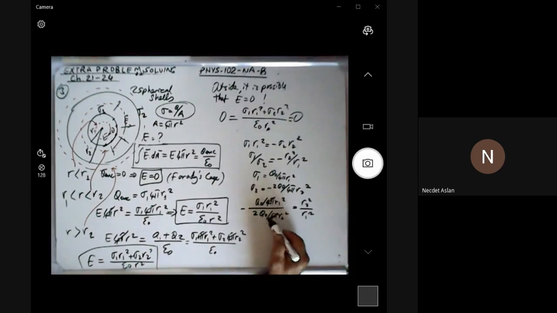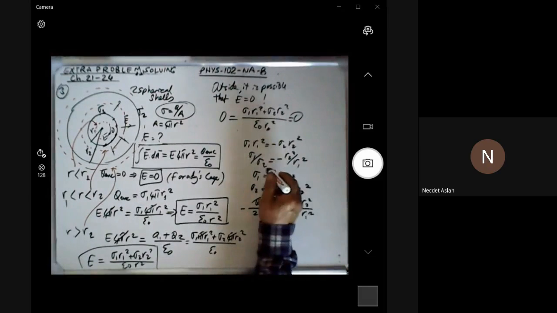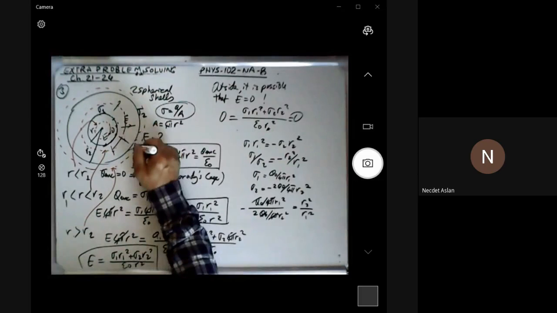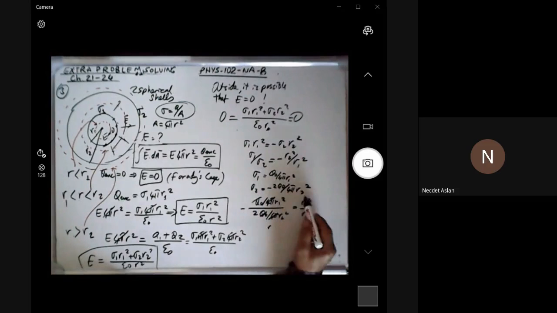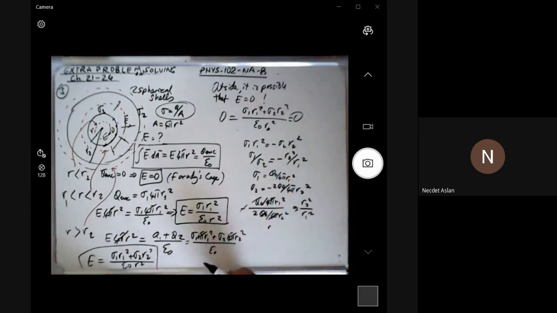Now, as you see, 4 pi's will cancel, q0's will cancel. So what we did is that we put plus q0 here and minus 2q0 there. So the charge on the outer surface is twice as much as the inner one. Now we have all these cancellations done. The right hand side also has a minus sign, so the minus signs also cancel. So we have 1 over R1 squared divided by 2 over R2 squared, which is equal to R2 squared over R1 squared.